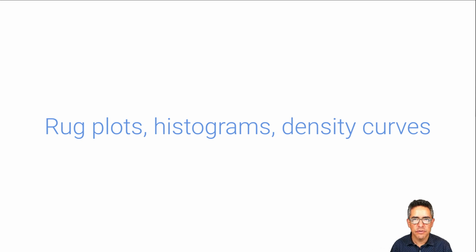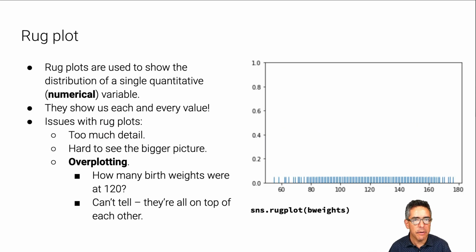Let's continue with tools for visualizing numerical variables now. The simplest one of these tools is what's called a rug plot, which shows, as we already mentioned earlier, the distribution of a single quantitative numerical variable.